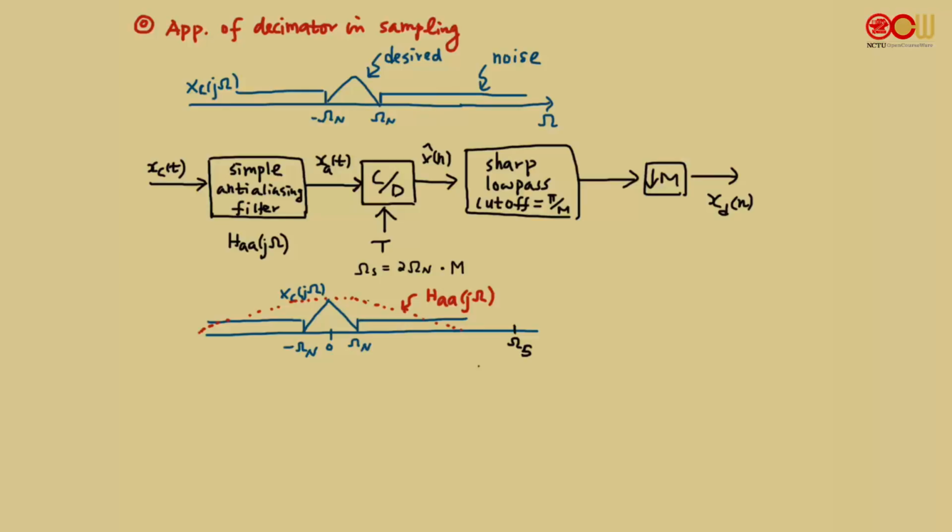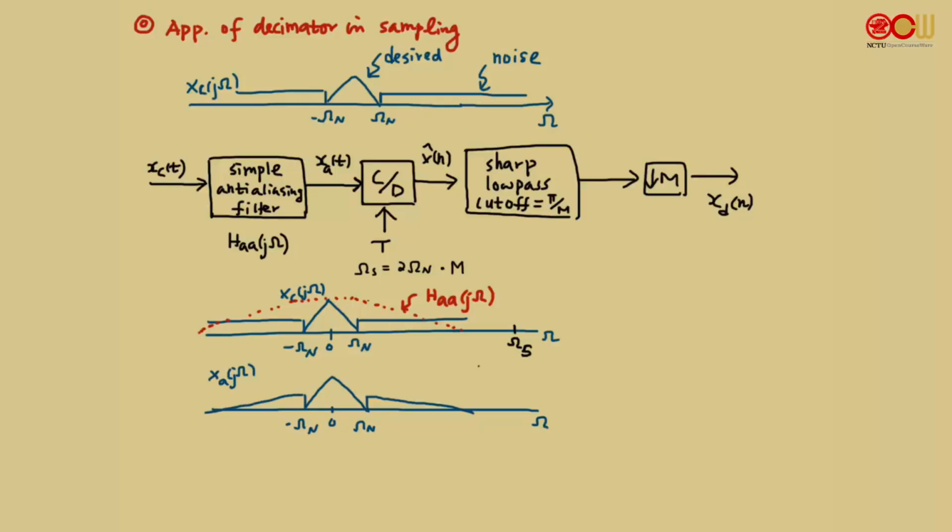And at the output of Haa, we get Xa. This is ω. ω was still in continuous time. It's Xa(jω). It will contain the desired signal, and also some attenuated noise, especially towards the stop end of Haa, it will be attenuated, and similarly on this side as well.